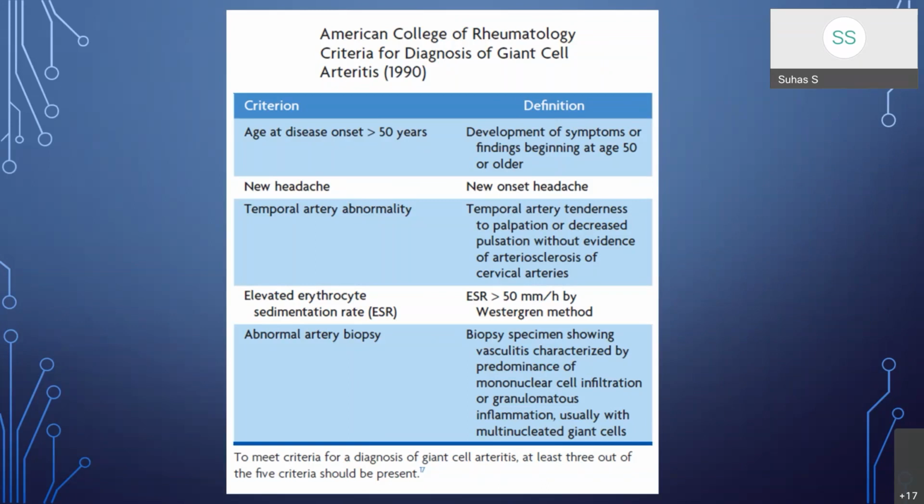The biopsy should show mononuclear cell infiltration or a granulomatous infiltration with multinucleated giant cells. The biopsy is usually taken under local anesthesia, and at least 1.5 to 2 centimeters of the artery should be taken for biopsy.